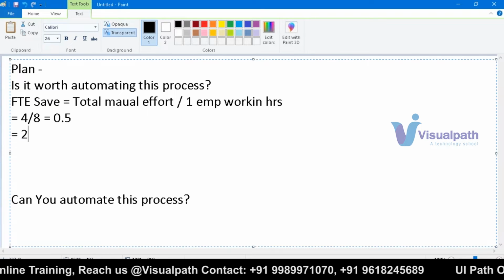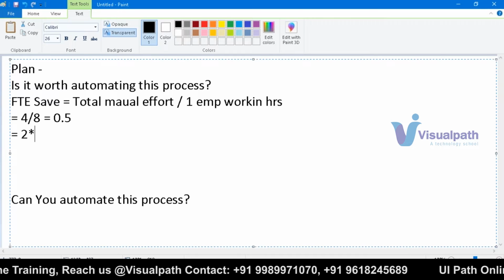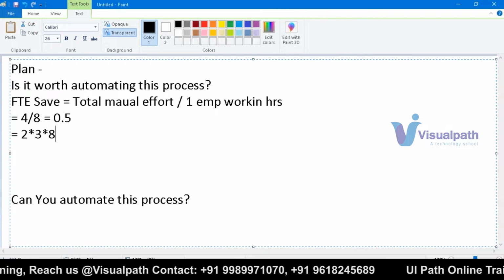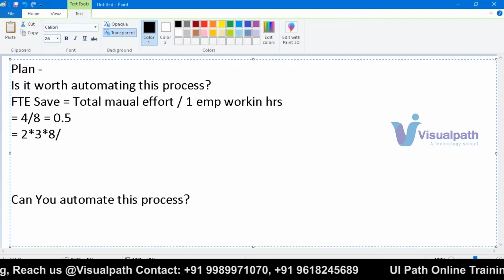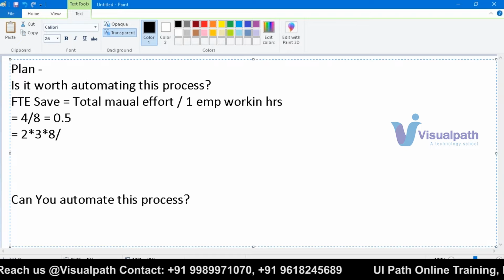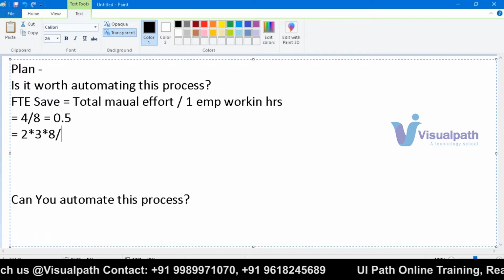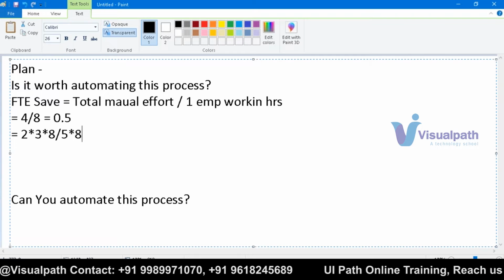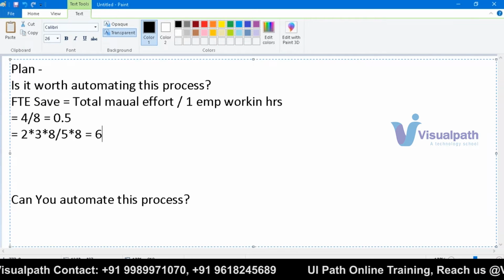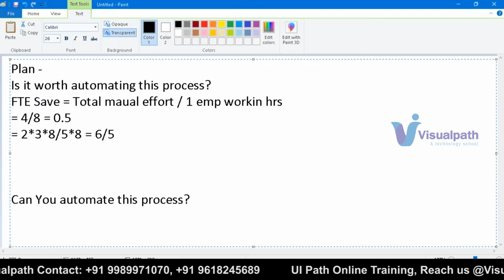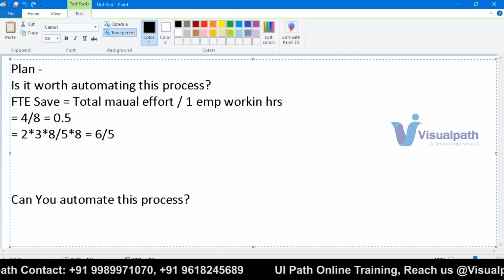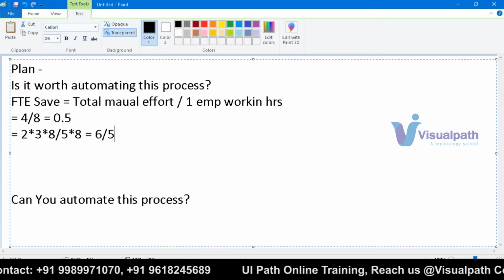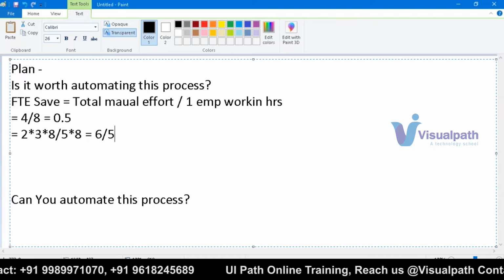Simple. Two employees are working on it, so two into how many days per week? 3 days. How many hours for each day? 8 hours. Divided by, for the same 1 week duration, what is one employee's working hour? 5 days, Monday, Tuesday, Wednesday, Thursday, Friday, so 5 days into 8 hours. So the answer is 6/5 FTE. Clear? So this is how you calculate your FTE save.